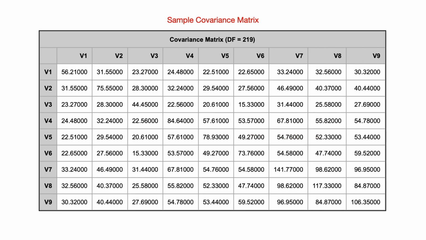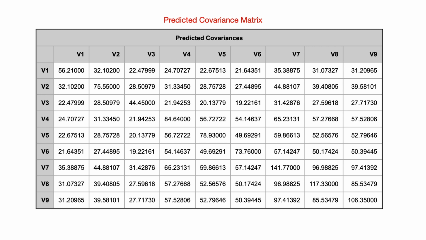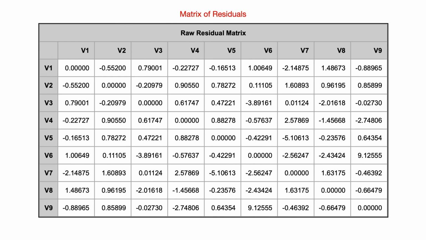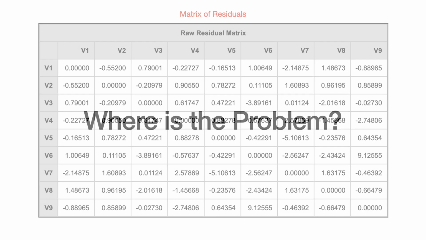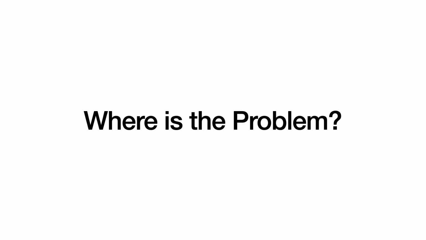Taking a closer look, here is the observed sample covariance matrix. This is the predicted covariance matrix. And when we subtract the predicted covariance matrix from the sample covariance matrix, we get the matrix of residuals. And so it is the entries in this matrix that we want to look at. So where is the problem? We want to focus on the largest residuals.